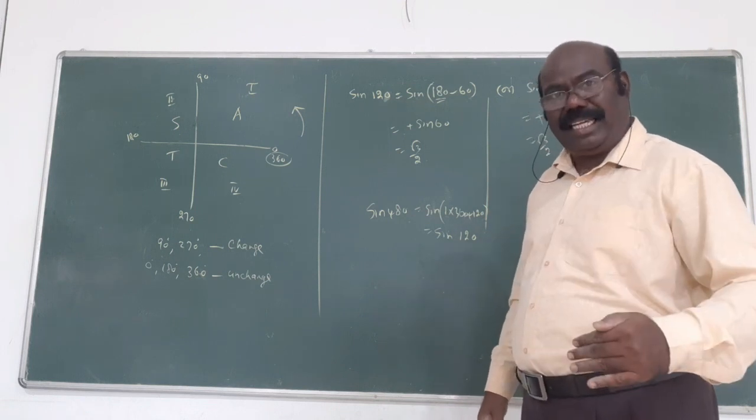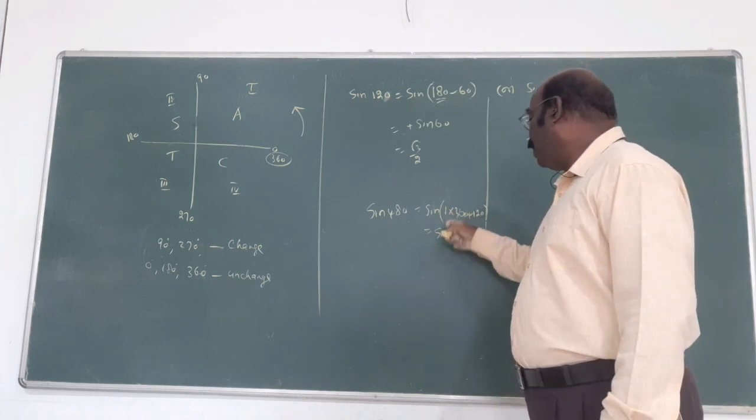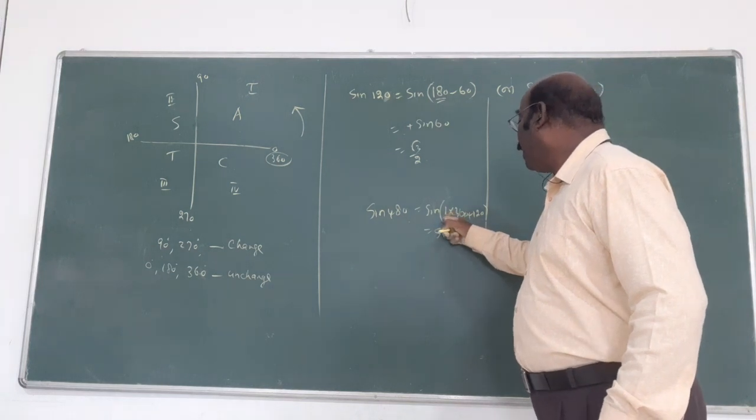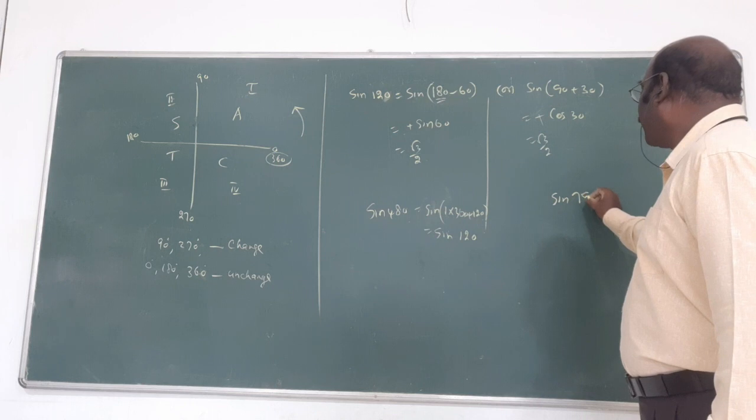Divide by 360. What is the remainder? 120. You will find out sine 120 only. That's all. Sine of a multiple of 360 becomes 0. For example, sine 750 is asked.